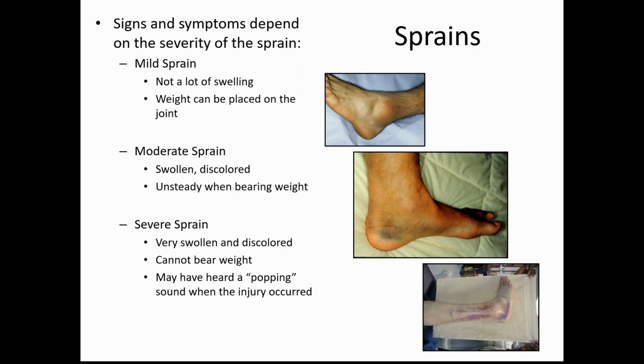There's not a lot of swelling associated with a pure sprain. Weight can be placed on the joint if it's a mild sprain. If it's moderate, we're going to have some swelling. We can have some discoloration. This is from bleeding internally, and the joint can be unsteady when weight is applied to it. A severe sprain is where the tendon has completely disconnected from the joint. The joint becomes very swollen, lots of bleeding, and the joint can no longer bear weight or move properly.